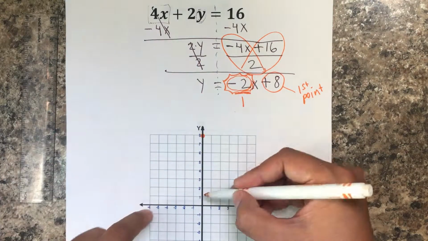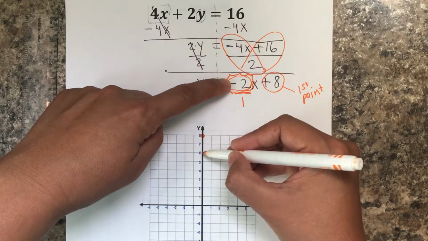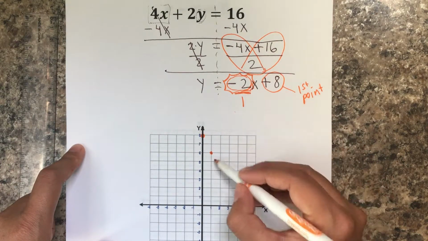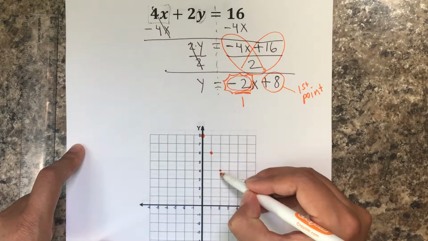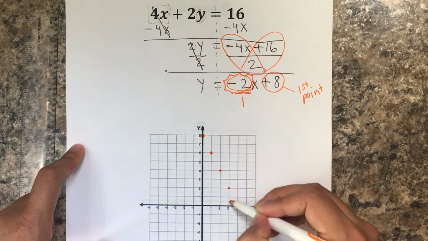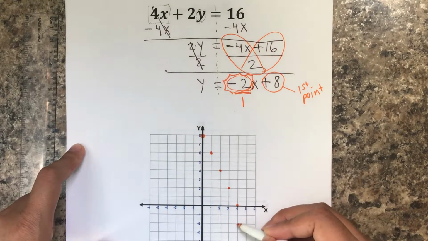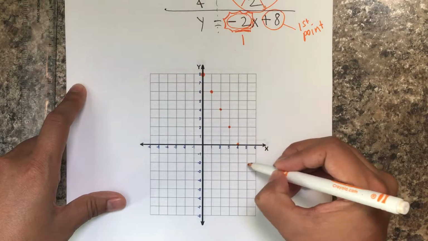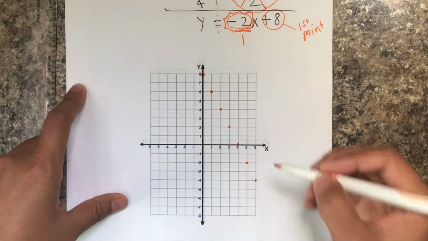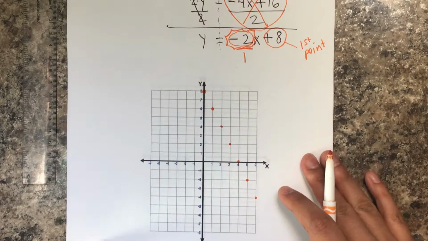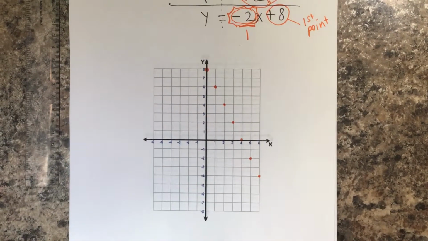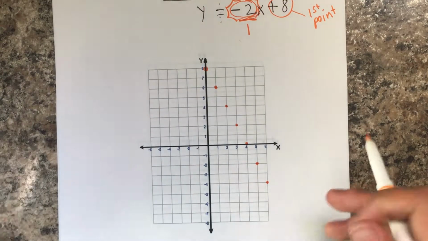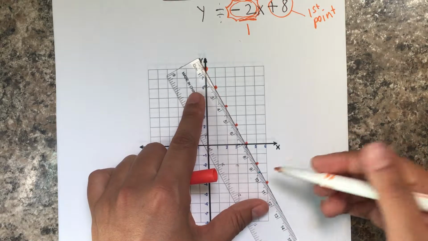Okay, so y, x. So negative 2, 1, negative 2, 1, negative 2, 1. Let me move it up. So negative 2, 1, negative 2, 1. Okay, so that's how it goes. And I just get my straight edge and draw my line.